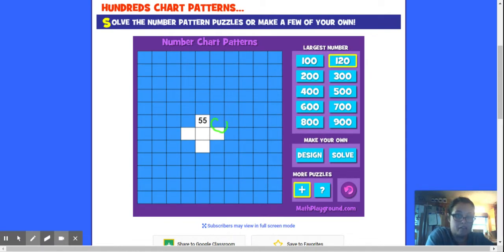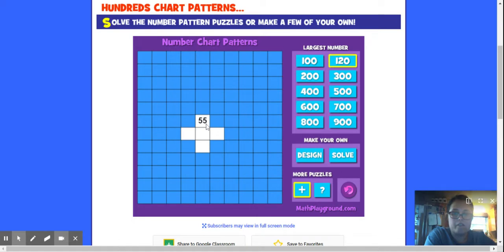What would that number be? After 55 is 56. Now you notice that that box is blue. I don't need to know the blue boxes. I just need to be able to figure out the white boxes. But sometimes thinking about the blue boxes can help me figure out what a white box might be. So just a good thing to remember that all of the boxes on here could at some point help you. So let's think about some of those white boxes that we're seeing.